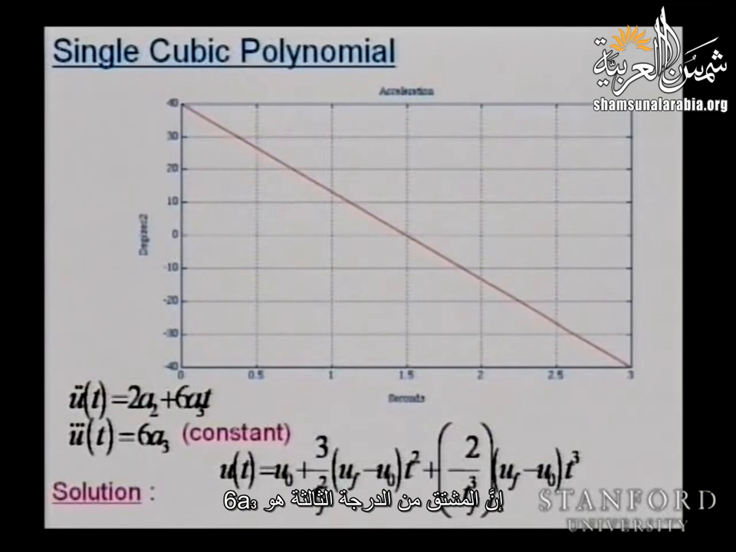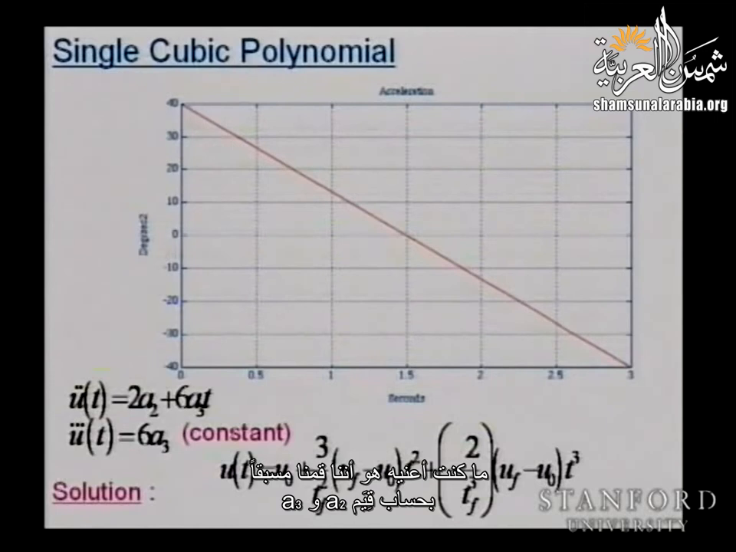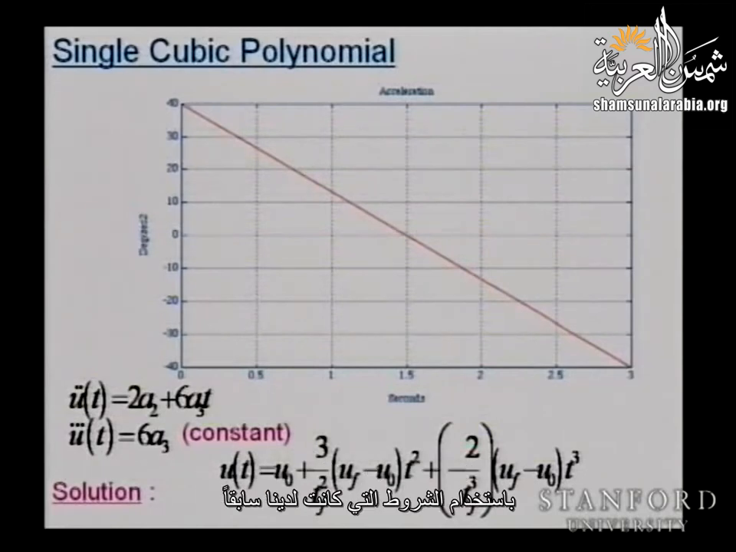The third derivative is 6a3. Here, this is the acceleration, u double dot of t, it's a straight line. What I meant is that the values a2 and a3 have already been computed using the conditions that we had before, right? Because we had four conditions, four unknowns.